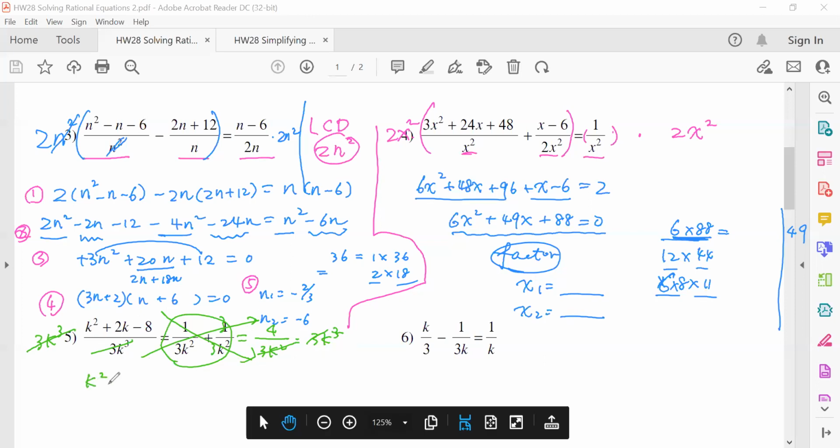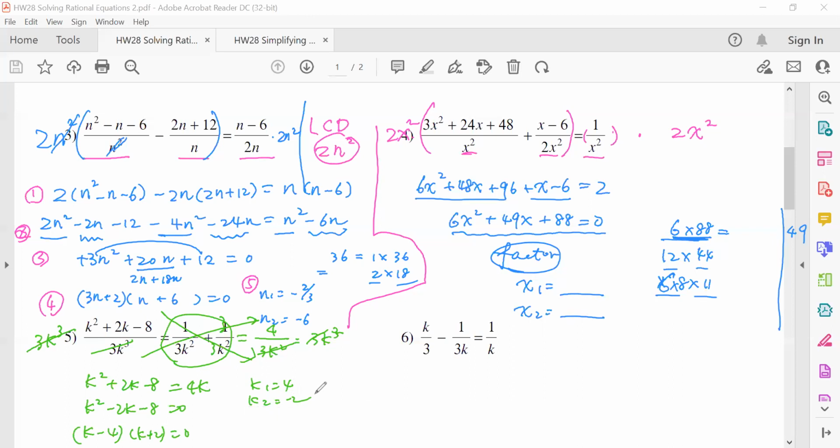So it became k squared plus 2k minus 8 on the left part. And the right part here is k, so we get a 4k. Right? So k squared minus 2k minus 8 equals 0. Okay, minus 4k plus 2 got 0. So you got k1 is 4, k2 is negative 2. Right? Way much easier. Okay.